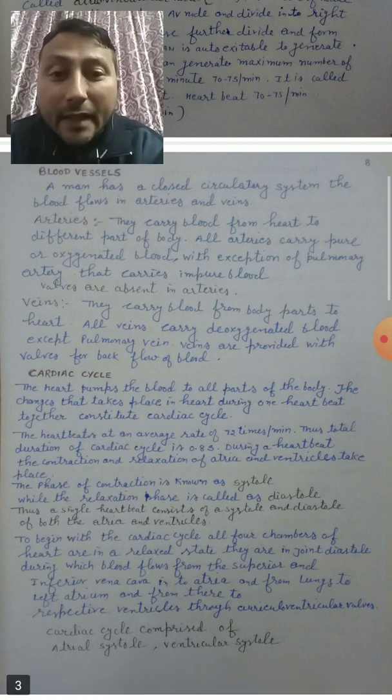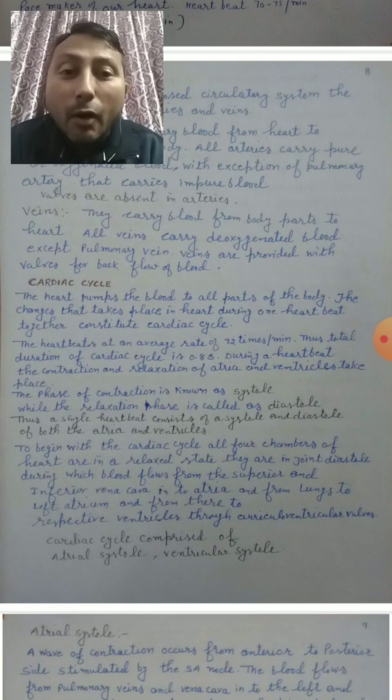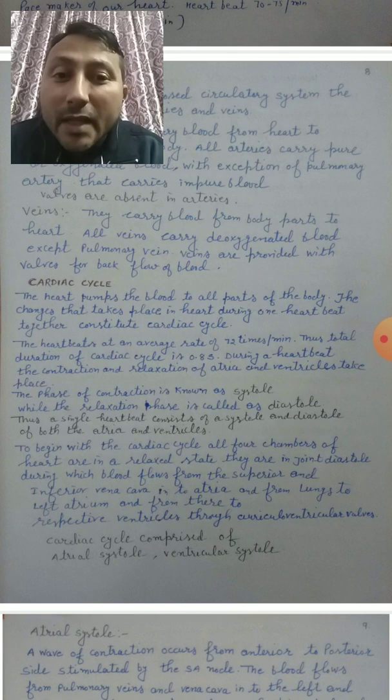Then we have the cardiac cycle. The heart pumps the blood to all the parts of the body. The changes that take place in the heart during one heartbeat together constitute the cardiac cycle. The heart beats at an average rate of 72 times per minute. The total duration of the cardiac cycle is 0.8 seconds.